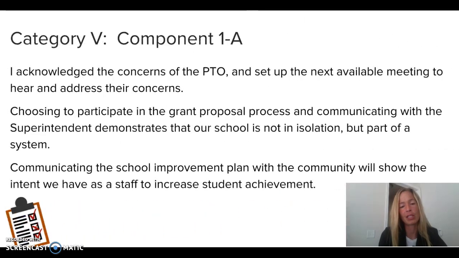So, for Component 1A, I acknowledge the concerns of the PTO and set up the next available meeting to hear and address their concerns. By choosing to participate in the grant proposal process and communicating with the superintendent, I demonstrated that our school is not in isolation, but part of a system. And by communicating the school improvement plan with the community, I will show the intent that we have as a school and staff to increase student achievement.